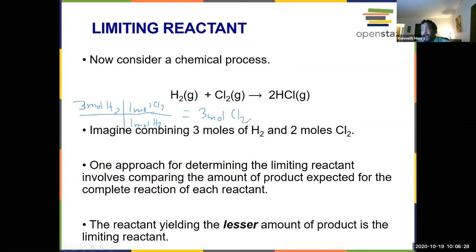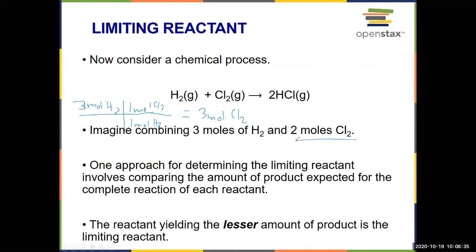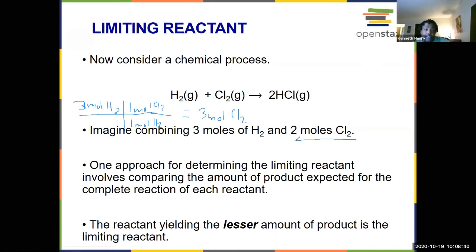And how many do we actually have? 2. Okay, so that clearly tells us that chlorine is going to be our limiting reactant, where the hydrogen is going to be the one in excess. Piece of cake? Not too hard? Yes. Okay.